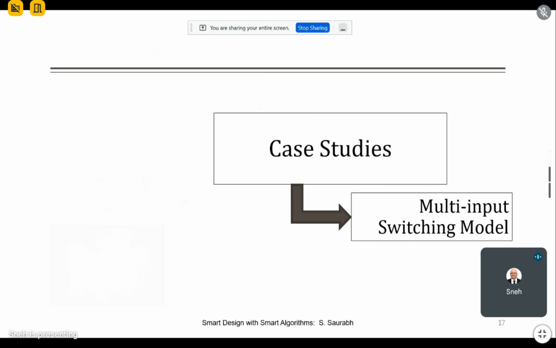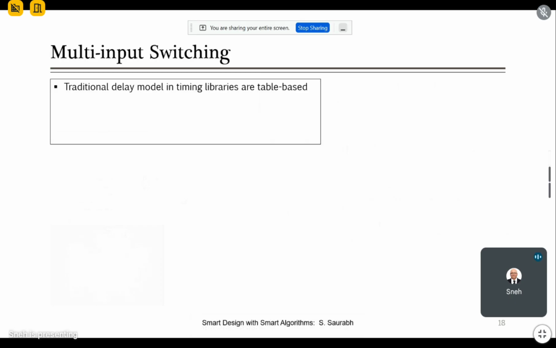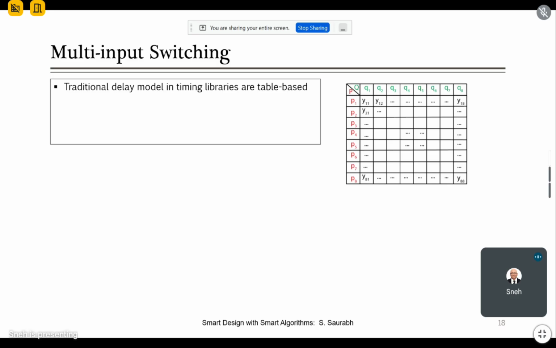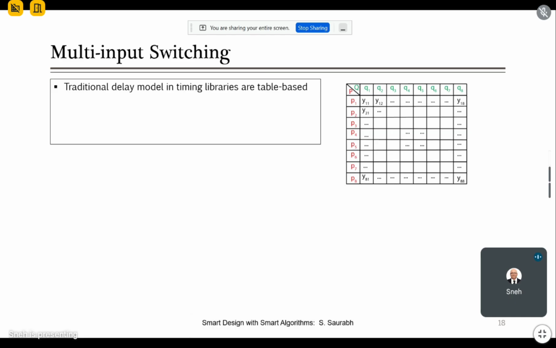Another case study that I'll show you is from our research group, right? When we do this designing, it is done with the help of libraries. These libraries contain the timing models. These timing models are typically two-dimensional or three-dimensional tables, in which you have some information. For example, you have the input transition, you have the load. Based on that, you have a delay or the output slew and so on. So you have a database which is table based, right?